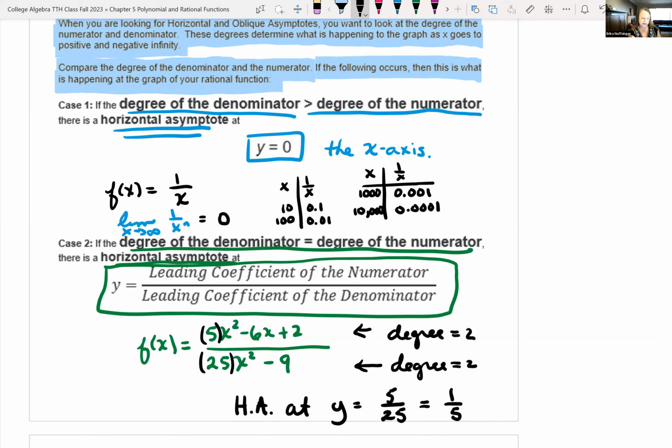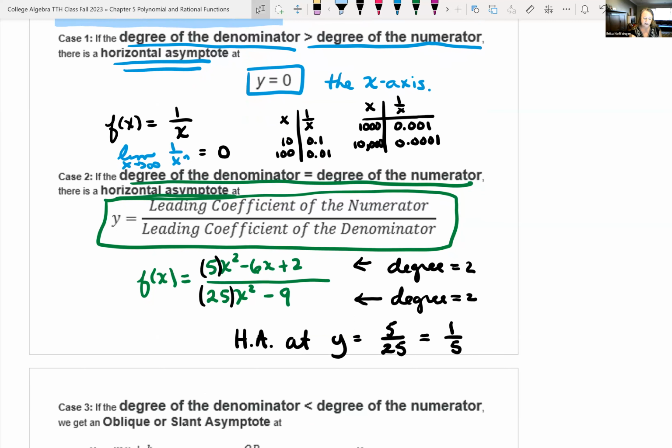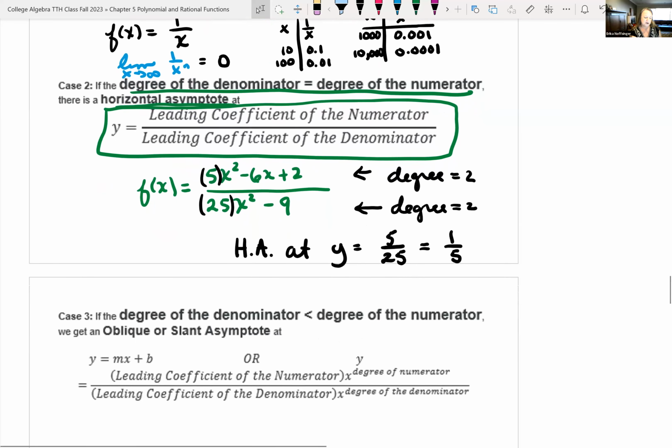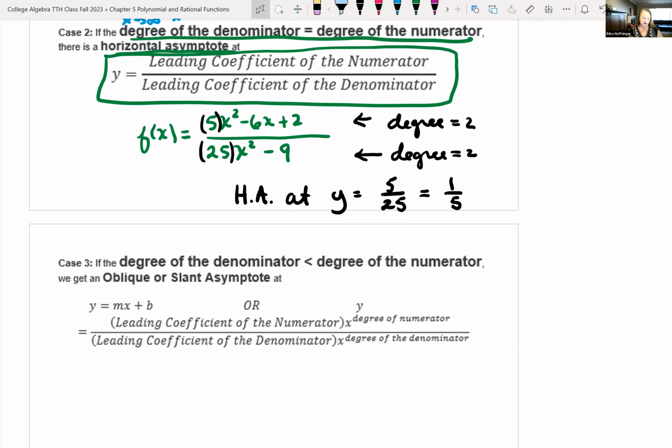And then we have our third case scenario. Our third case scenario is when the degree of the denominator is smaller than the degree of our numerator. If this is the case, we get an oblique or slant asymptote. Your book says that this oblique asymptote only occurs if the degree of the numerator is just 1 larger. I disagree with that, and I say that there is an oblique asymptote if the degree of the numerator is larger. So just be aware of that when you're looking at the homework.